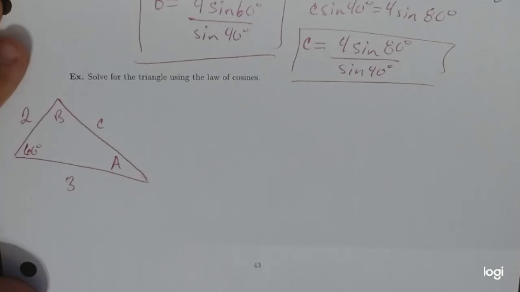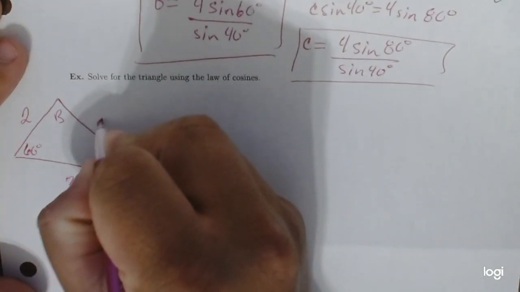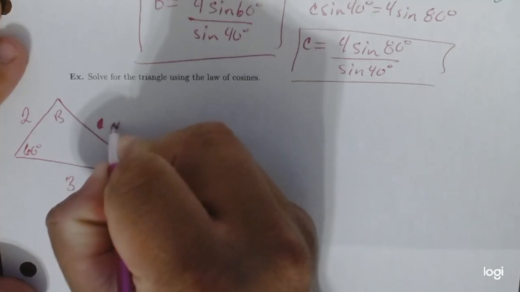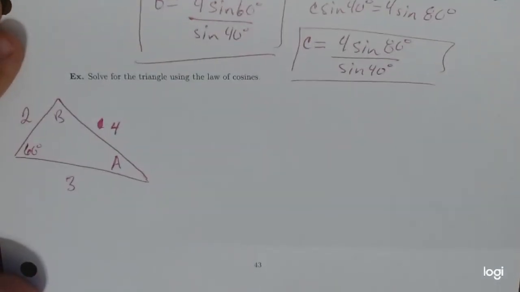why don't we, let's make this a 4. Yeah, let's do that. So now let's use laws of sine to find angle A and B. Okay, so those are the ones we want. We have everything else except for those.